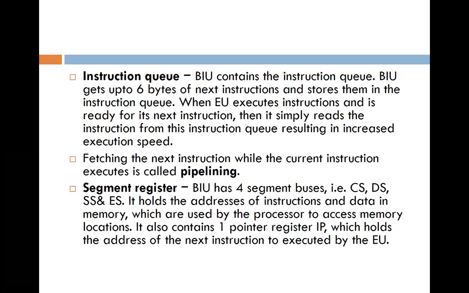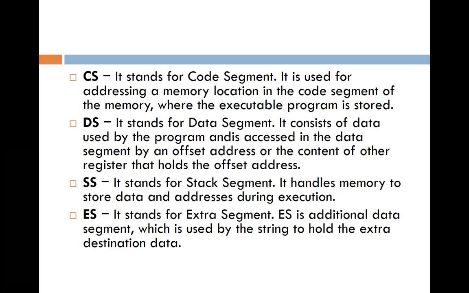The segment registers: the BIU has 4 segment registers: CS, DS, SS, and ES. They hold the addresses of the instructions and data in memory, which are used by the processor to access the memory location. It also consists of one pointer register, IP, which holds the address of the next instruction to be executed by the execution unit. CS stands for the code segment, and it is used for addressing a memory location in the code segment of the memory where the executable program is stored.